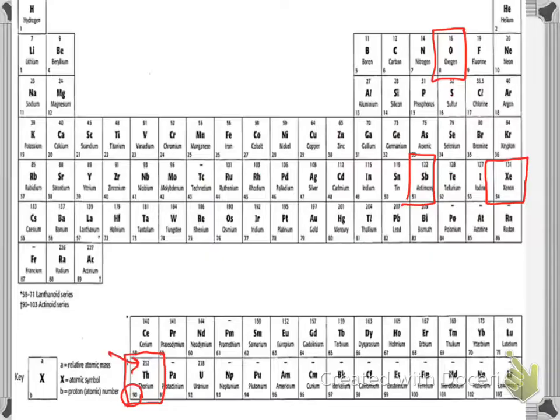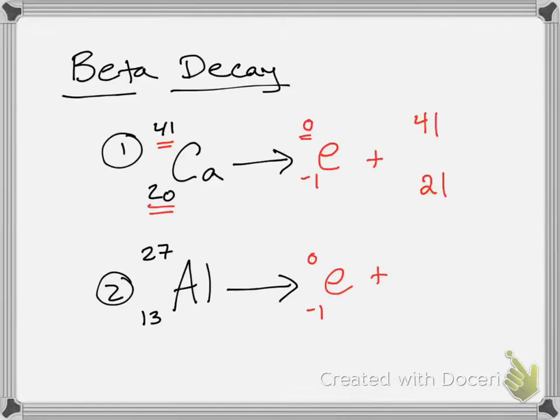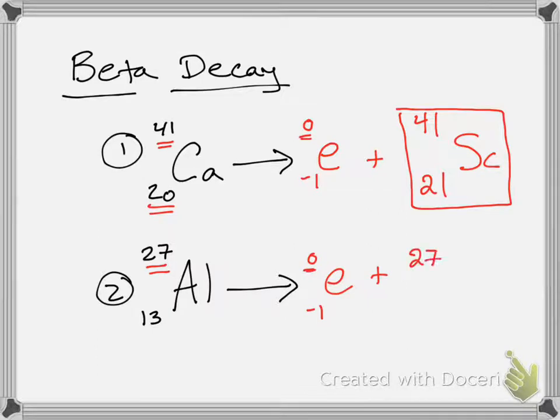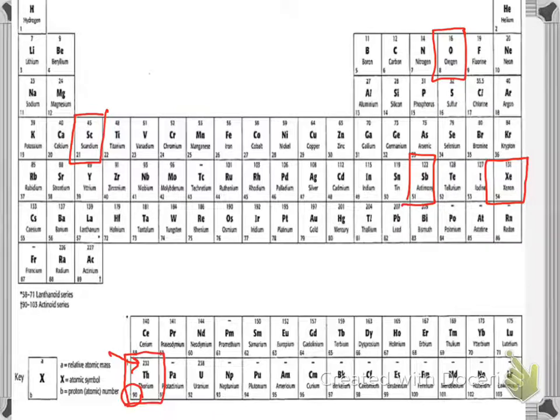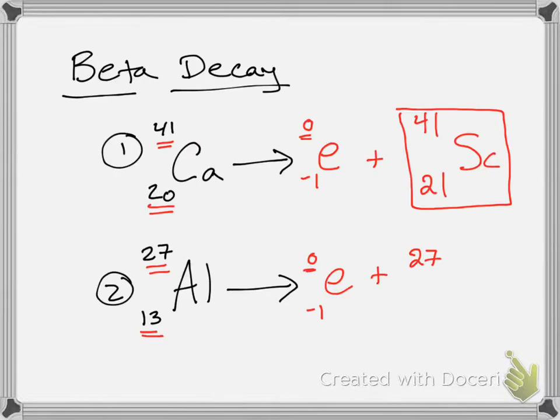Now, you should go to the periodic table and you should see atomic number 21, Sc. So I'm going to put here Sc. There's our answer. Second one. This top number, 27, is going to remain unchanged. This bottom number is going to increase by 1. Let's open the periodic table and see atomic number 14 is which element. There it is, Si. So we're going to put here 14, which is Si, silicon.